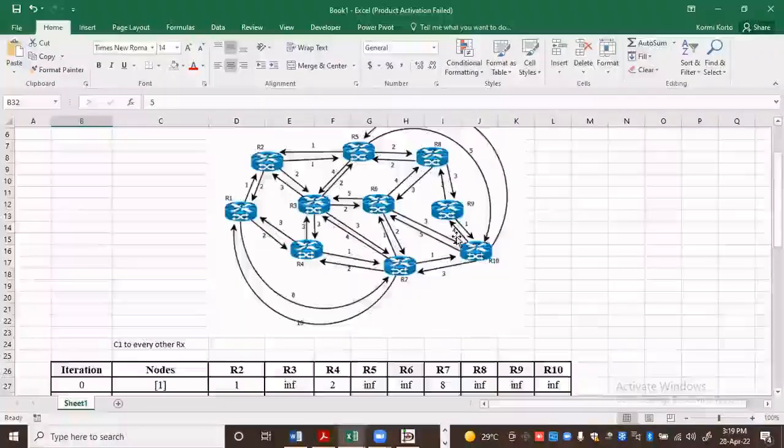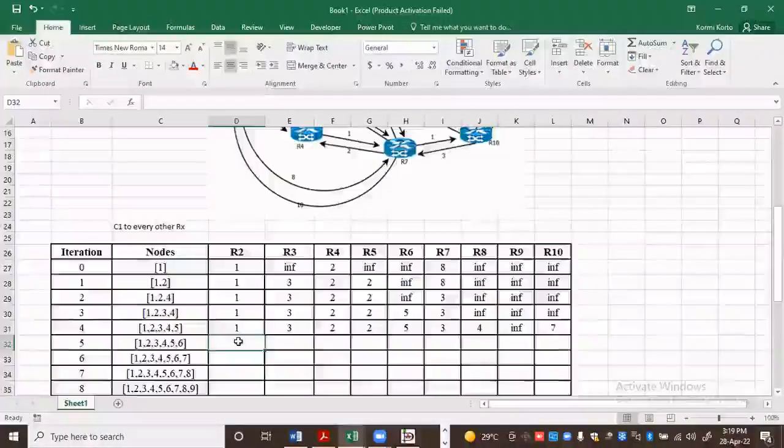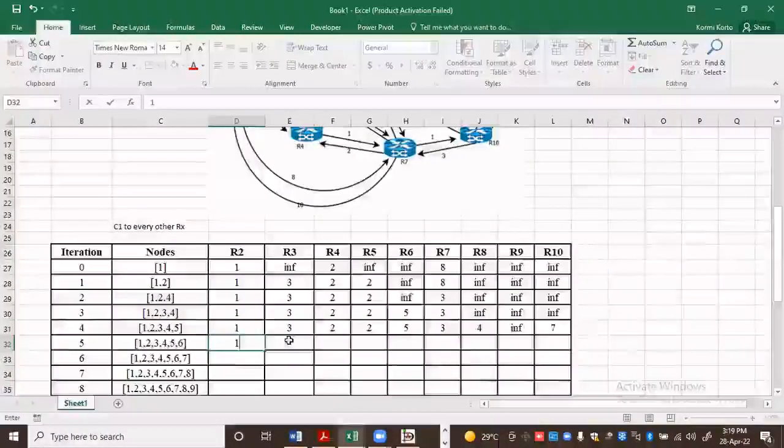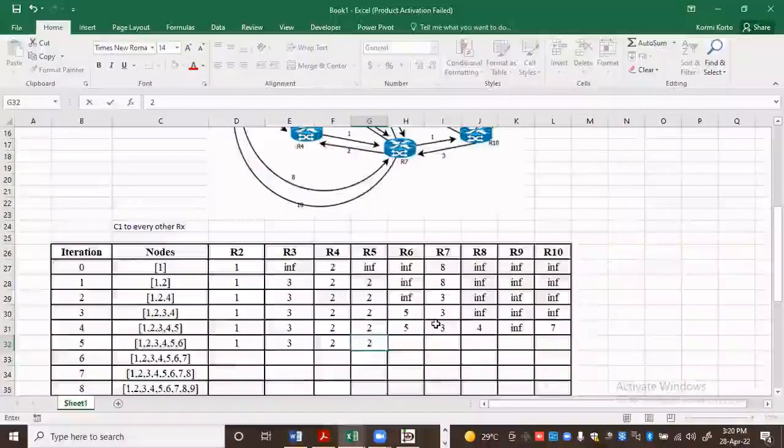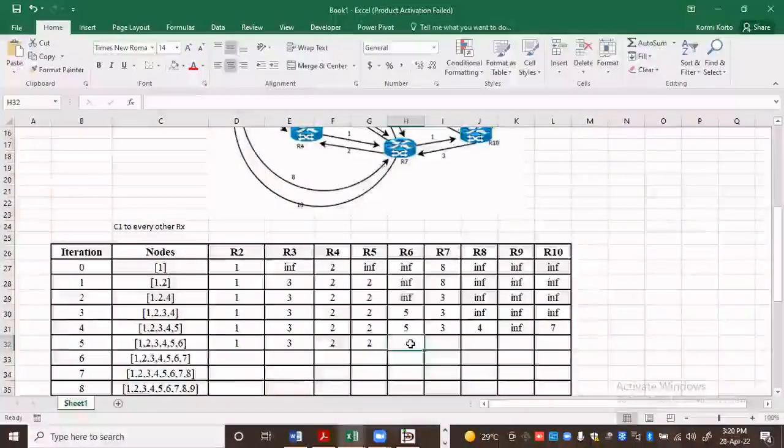Anyways, so for 2 we still have 1. For 3 we still have 3. For 4 we still have 2. For 5 we still have 2. Now for 6 we still have 5. Yes, since we're still using the same path, we still have 5.